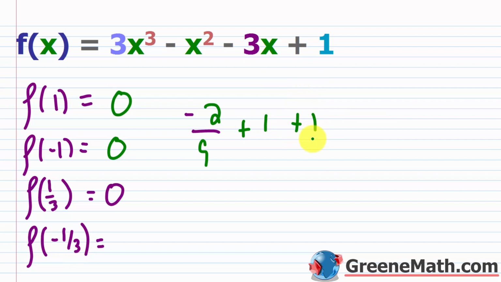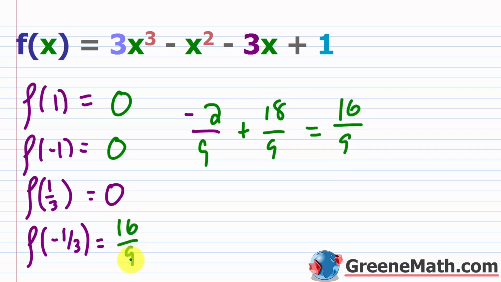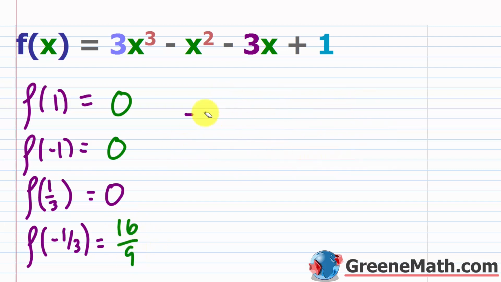So to get a common denominator, I'll say this is 2. And 2 times 9 over 9 would be 18 over 9. And so -2 plus 18 is 16, so this is 16/9. Okay, so we see this is not 0. So we know that this is not a solution, right? This -1/3. So not a solution, not a 0, not a root.